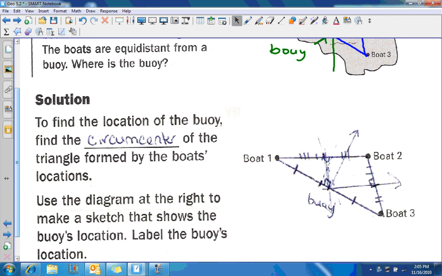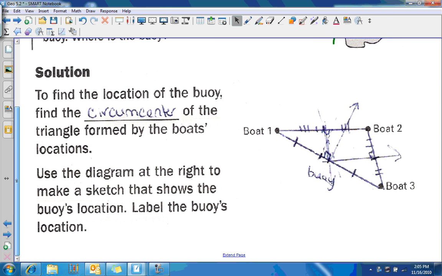And depending on how your picture's drawn out, it could be on the inside, it could be on the triangle, or it could be on the outside. The circumcenter changes depending on how your graph's drawn. All right, next slide.